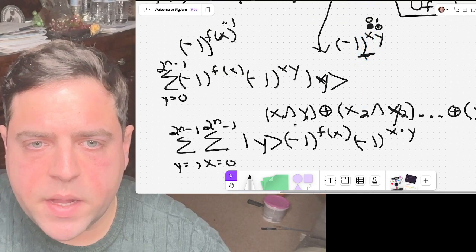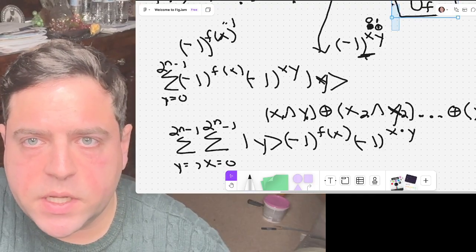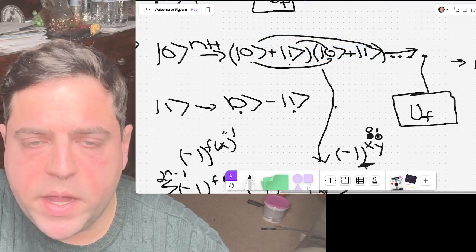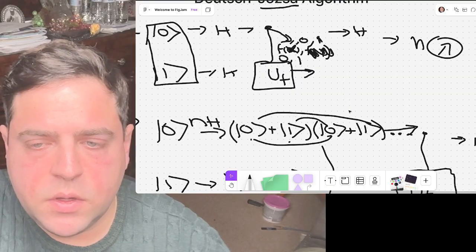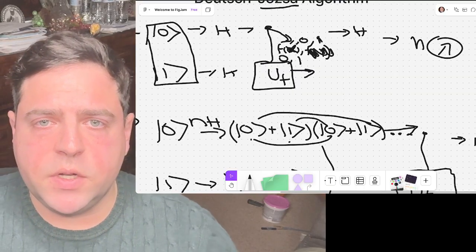this again is an abstraction of the pattern of the Hadamard gate. And I'm actually going to leave it as an exercise to the watcher to fill in the exact algebra and details as to why it's going to give us this. But remember, it's the same circuit as the Deutsch algorithm.